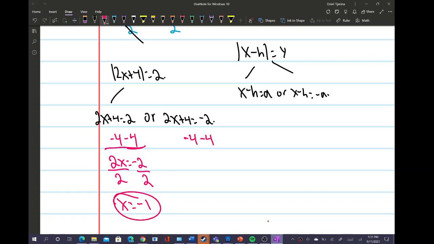Over here, you subtract 4 on both sides. You get 2x equals negative 6. You divide by 2 on both sides, and you get x equals negative 3.